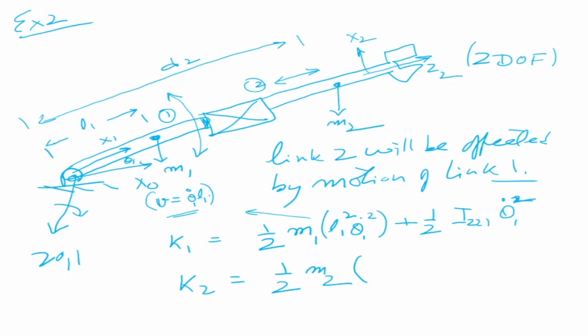So this is equal to, its own velocity is d2 dot squared. This is the linear velocity because of the translating joint. Plus it will have a velocity because link 1 is rotating. So this will be equal to d2 squared into theta 1 dot squared. That means v is equal to d2 into theta 1 dot. So half mv squared, plus half Izz2 into theta 1 dot squared, because it is rotating. Now the rotation is because of the previous link, so it is theta 1 dot.